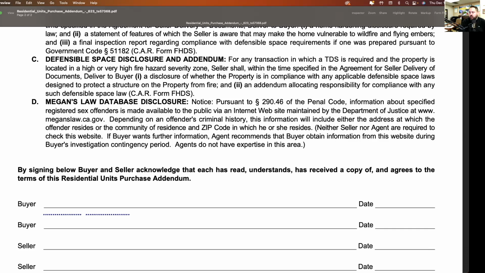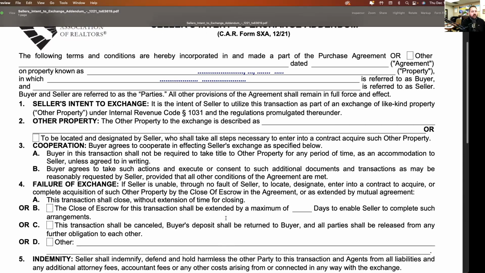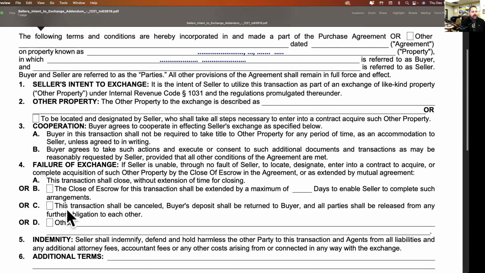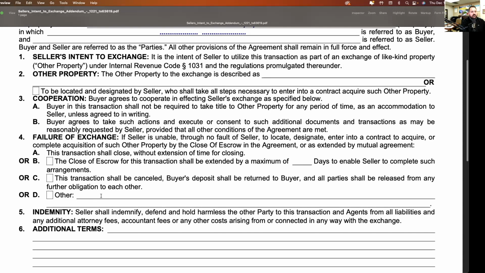All right. Let's do two quick ones here. So this is the seller intent to exchange addendum. This needs to be incorporated into your offers when you're doing a tax deferred exchange, a 1031 exchange for your seller. You've got to incorporate this. So it has some terms in here for what happens if you can't do the exchange, right? If you can't find an exchange property, you can extend the close of escrow, you can cancel, or you can come up with other kind of term.